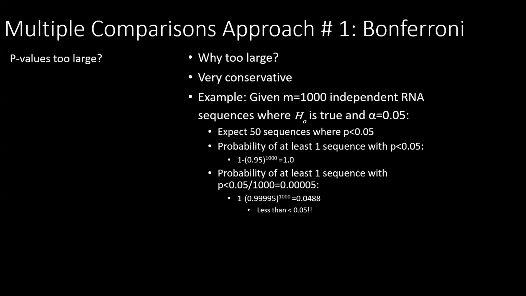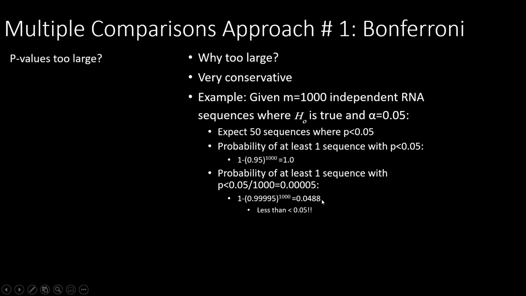Then just due to chance, we would expect that 50 sequences would have p-values less than 0.05. And also we would expect that the probability of having at least one sequence with a p-value of less than 0.05 is basically 1. Whereas if we were to reset our threshold at alpha divided by m, then the probability of at least one sequence with a p-value less than that adjusted threshold would be 0.0488.